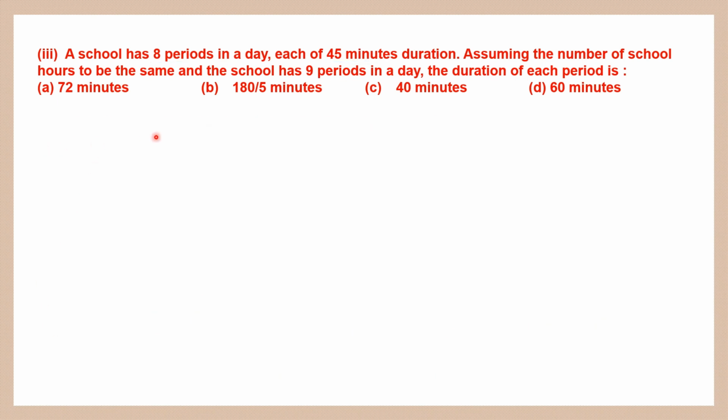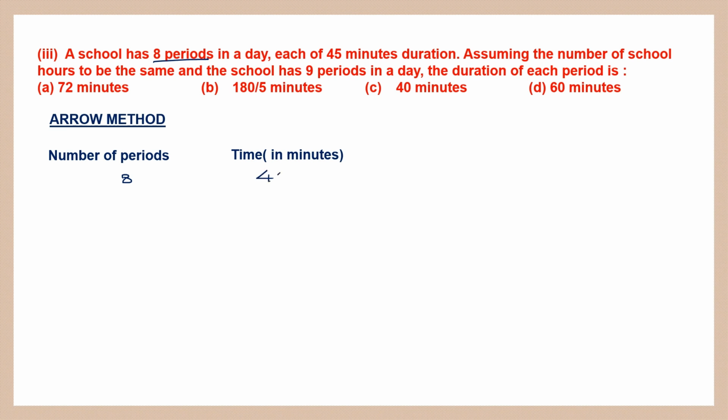Let's do the same sum in the arrow method. So here we have to make two columns. The first column will be periods, 8 periods, so the number of periods is the first column. Then we have 45 minutes, which means time in minutes is the second column. So let's write down: 8 periods, and time in minutes is 45 minutes.